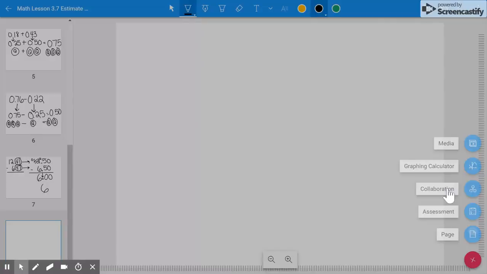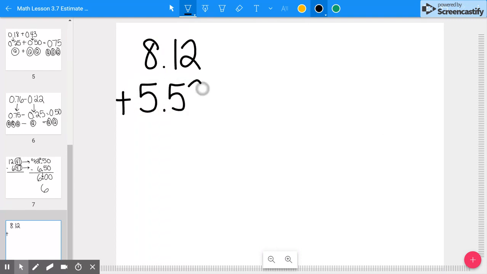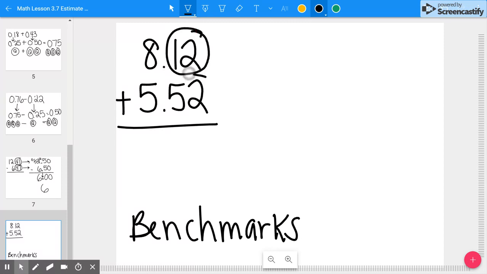Let's look at another one. If I have the problem $8.12, or 8 and 12 hundredths, plus 5 and 52 hundredths, or $5.52. When I'm using benchmarks, my directions are to use benchmarks to estimate, not round. Use benchmarks to estimate. I'm only looking at the numbers after the decimal point to tell me what I need to do. So I'm going to actually keep the 8 as itself.